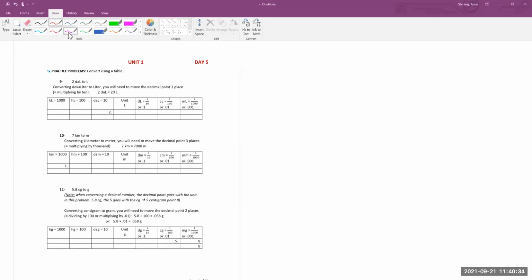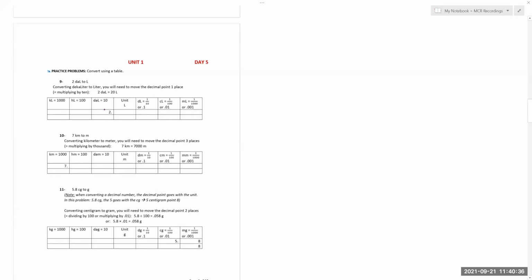So if we try a few, and feel free to pause if you feel like you have it and try these on your own. If you want to go from dal, decaliters, to liters, you're moving 1 unit. So you're moving your decimal 1 unit in the direction it's going, so you get 20 liters.